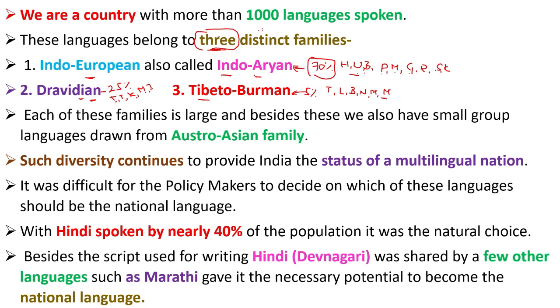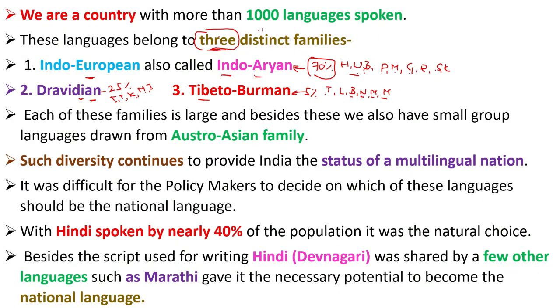Tibeto-Burman is nothing but the neighboring of Tibet and Burma, the Burma country. Which languages? Tibetan language and Ladakhi language, Bhutia meaning Bhutan language, Naga meaning Nagaland language, Mizo meaning Mizoram language, and Manipuri meaning Manipur language. So these languages come under Tibeto-Burman.